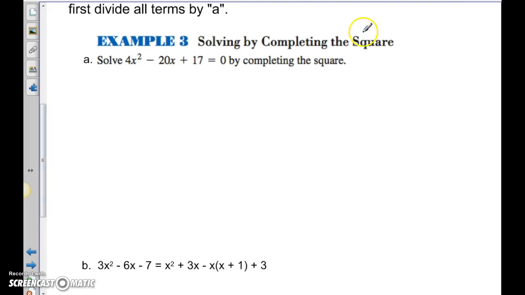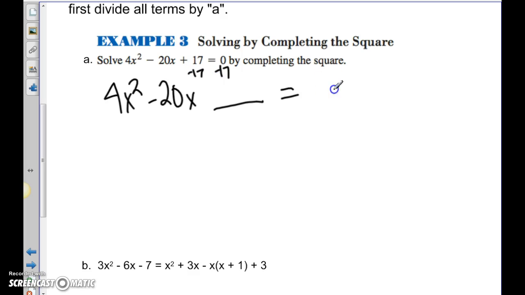Example A. Okay, solve by completing the square. So here's what I'm going to do. I'm going to keep the 4x squared minus 20x over here, and I'm going to end up adding something right there. Then I'm going to move this 17 to the other side. If it's positive on the left, to get it to the right, I've got to subtract it. So over here I've got negative 17, and then whatever I add, because it's a square, it's going to be an add. I'm going to add right here. I have to add that same thing over here. So I've got to figure out what it is.